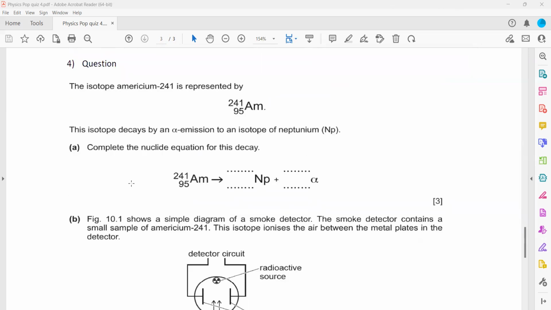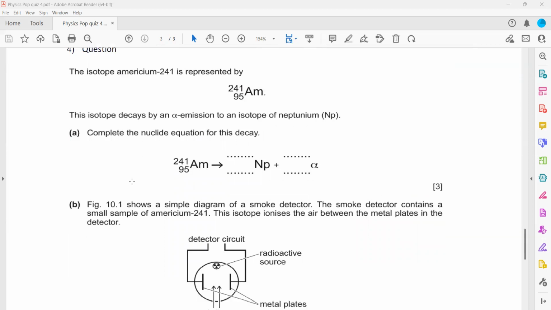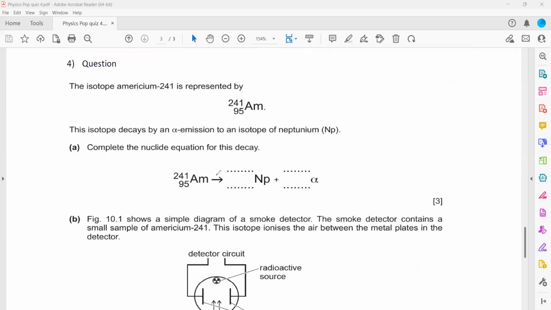Then in question 4, the isotope of americium is shown here. Complete a nuclide equation for this. Whenever there's an alpha emission, the nucleon number decreases by 4, so this will become 237. And the proton number decreases by 2, so this will be 93. And this will be the symbol for alpha particles.